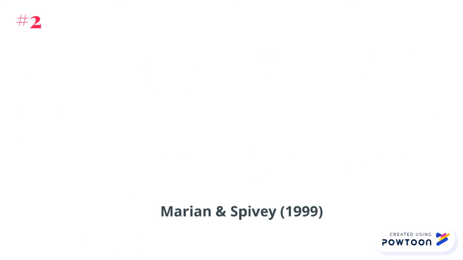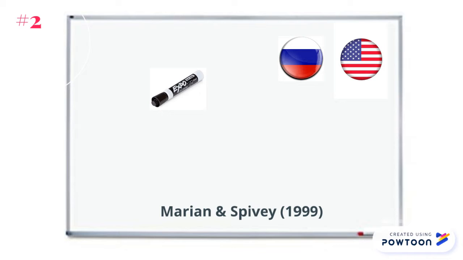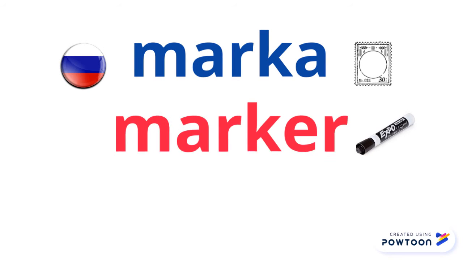The next study used interlingual homophones. The participants in this study were Russian-English bilinguals and were presented with a whiteboard that had a marker in one location and a stamp in another. They were told to fixate on the middle of the board. In Russian, the word for stamp is marka, which sounds similar to the word marker in English.